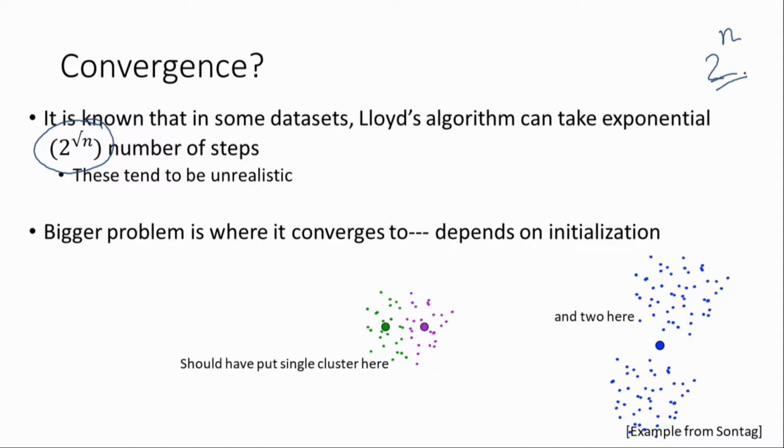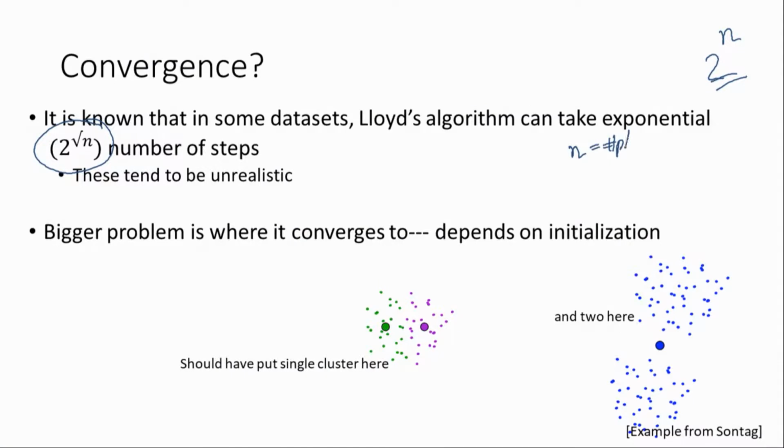However, it is known that there are data sets in which it can actually take 2 to the square root n steps. It's not very easy to come up with these data sets. It's pretty unrealistic data sets. But there are data sets in which, if n is the number of points, k-means, Lloyd's algorithm, can run up to 2 to the power square root n steps, which is not very good news at all.